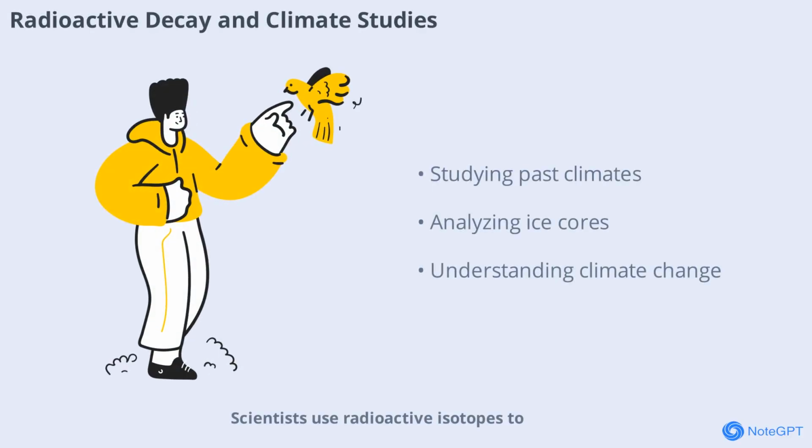Scientists use radioactive isotopes to study past climates and environmental changes. By analyzing ice cores, sediments, and tree rings, they can reconstruct temperature and atmospheric conditions over thousands of years. This information helps us understand how the climate has changed naturally and how human activities are affecting the planet today.